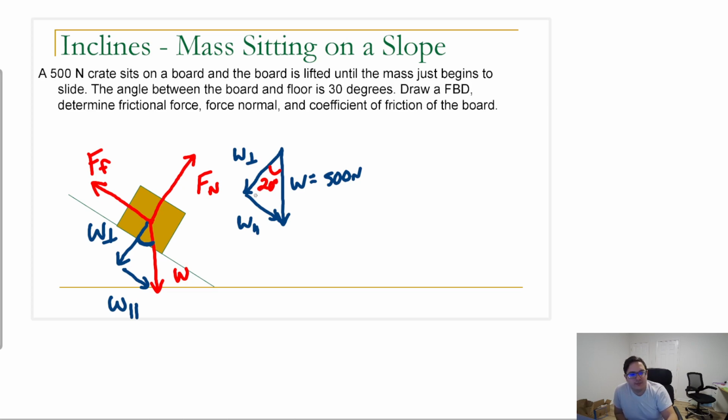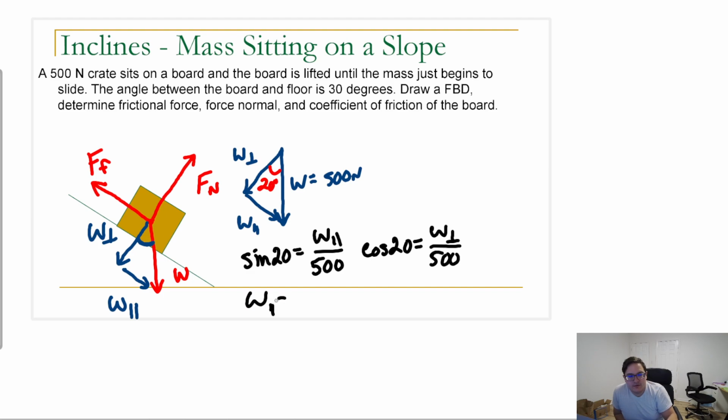Well, if I'm trying to find weight parallel, that's going to be sine. So sine of 20 degrees equals weight parallel over 500. And then cosine 20 equals weight perpendicular over 500. Weight parallel equals 500 sine 20. Weight perpendicular equals 500 cosine 20.